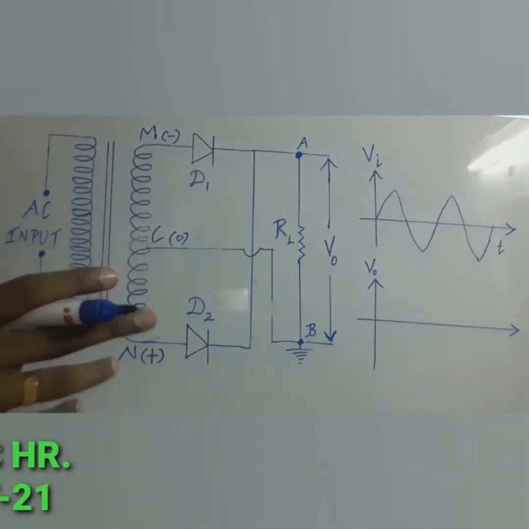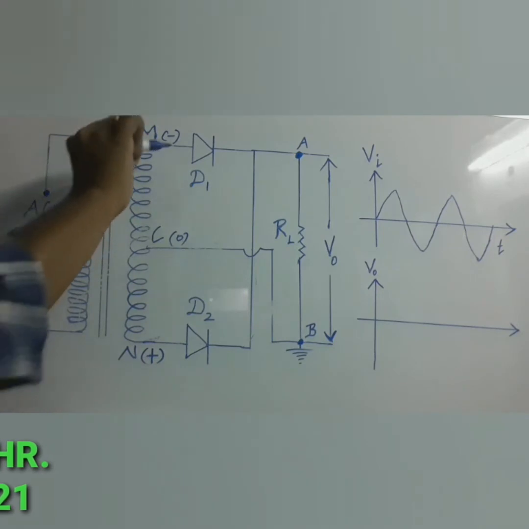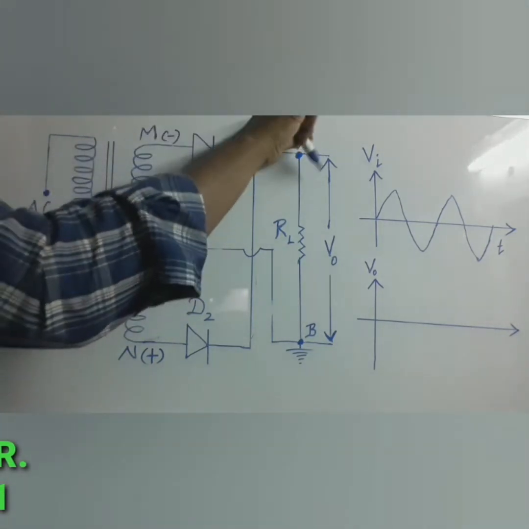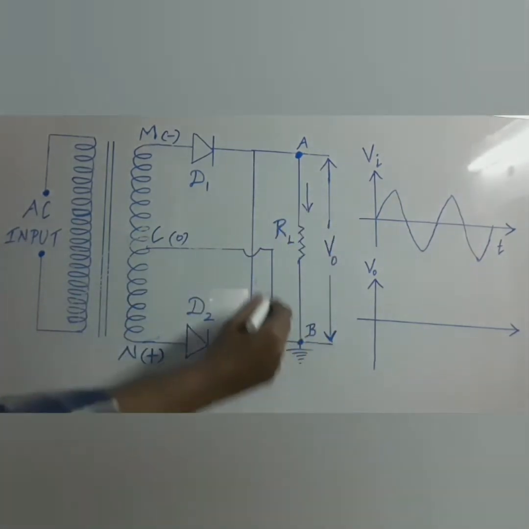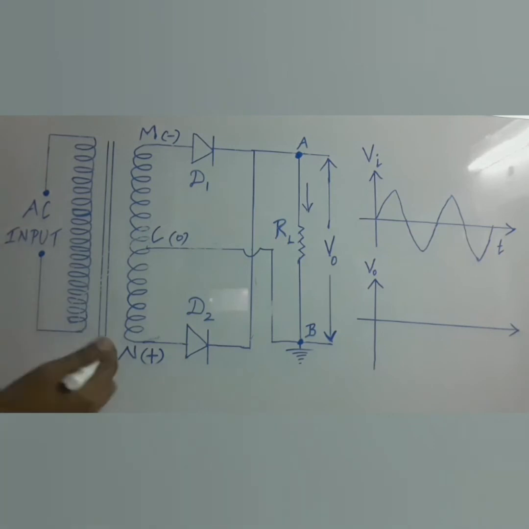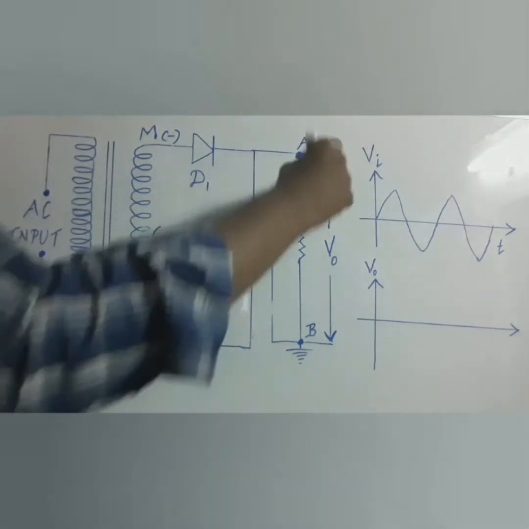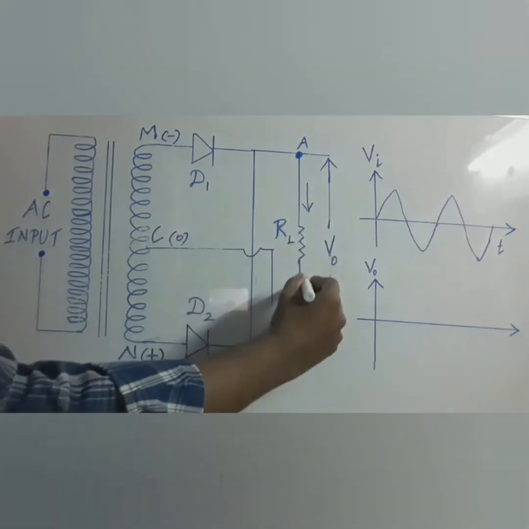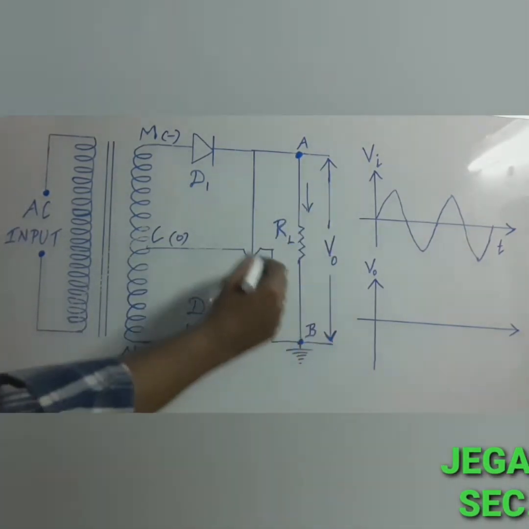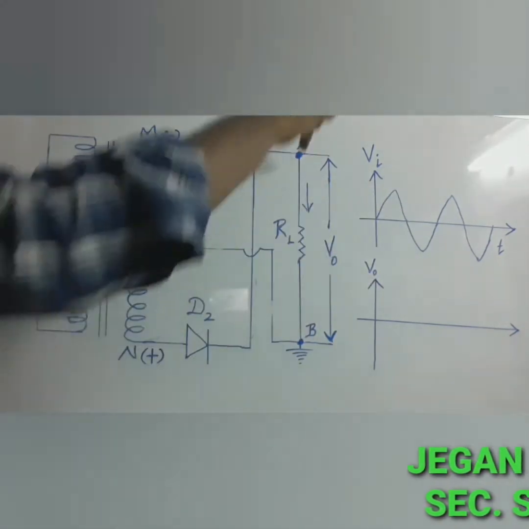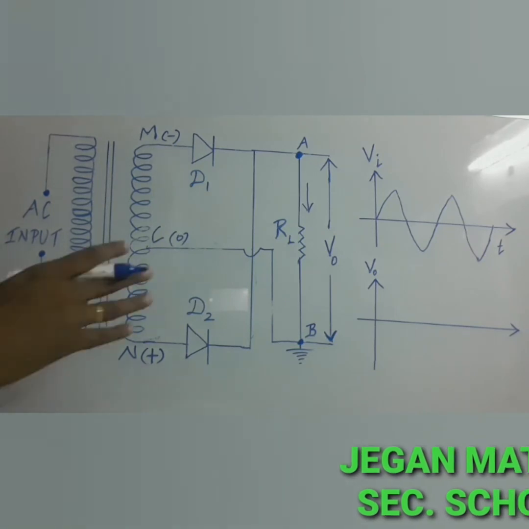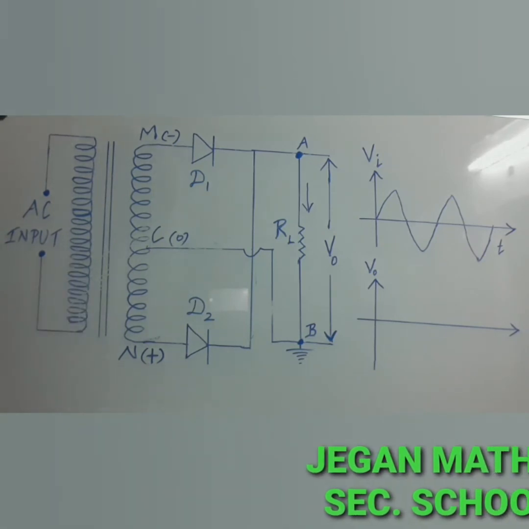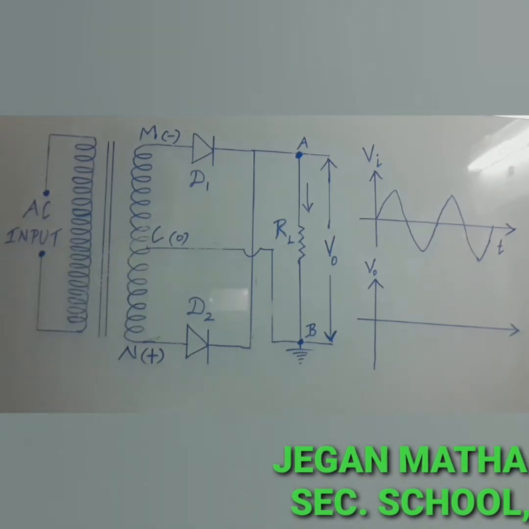Let us recapitulate. During the positive half cycle, it starts from M, D1, A, and current passes through RL in the downward direction, B, C. During the negative half cycle, current flows from N, D2, A, once again in the same direction, B, C. In both half cycles, current flows through the load resistance in the same direction only. The output signal corresponding to the input signal can be drawn like this.